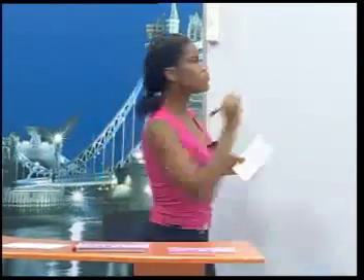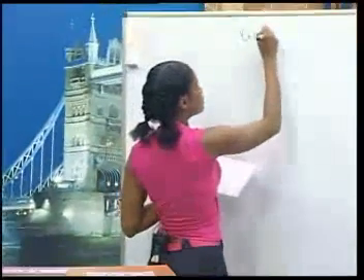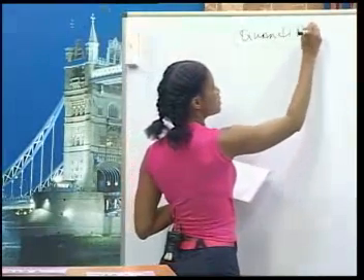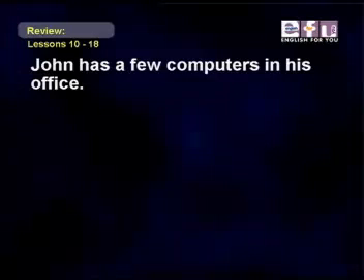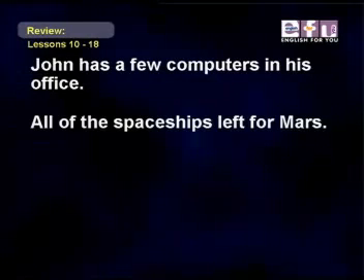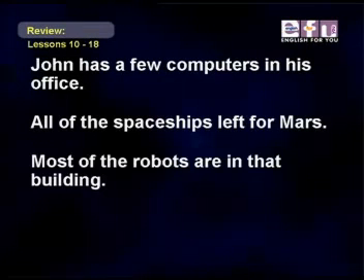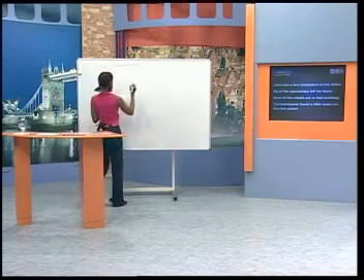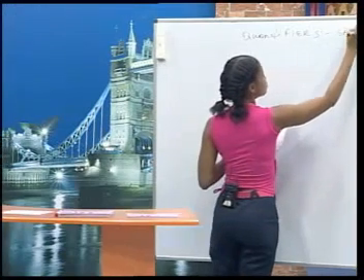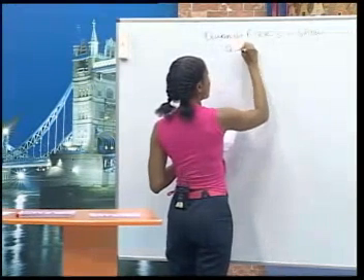Now let's review quantifiers. So quantifiers tell us how much of something. Let's look at some examples. John has a few computers in his office. All of the spaceships left for Mars. Most of the robots are in that building. The astronauts found a little water on the new planet. So quantifiers are used with nouns to show quantity or amount.